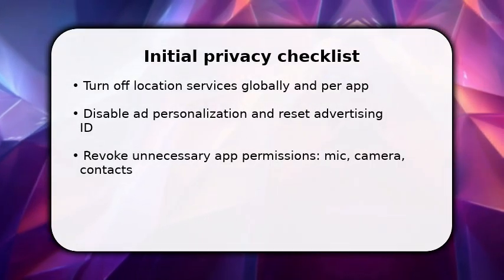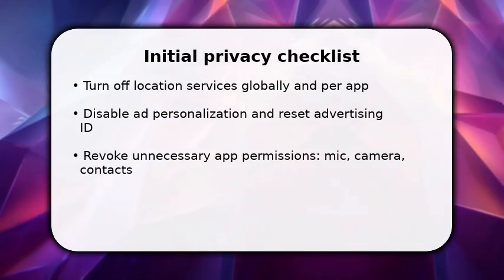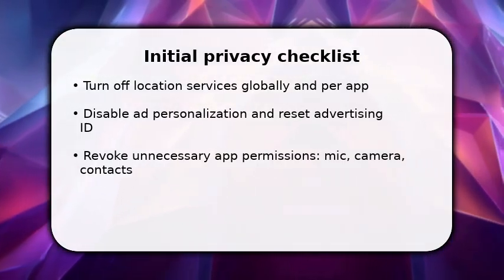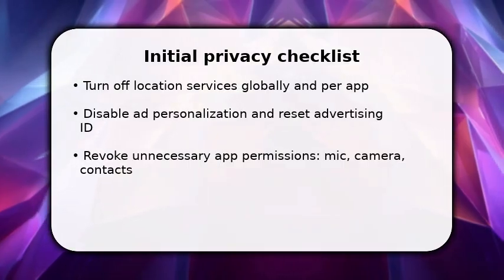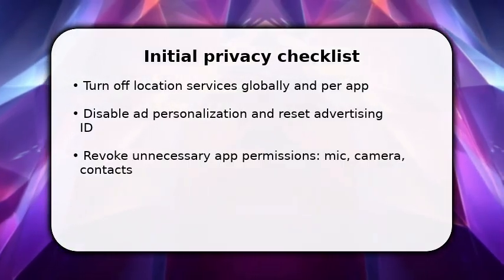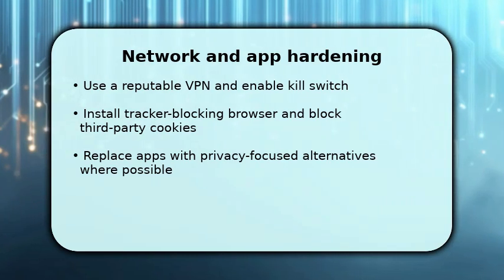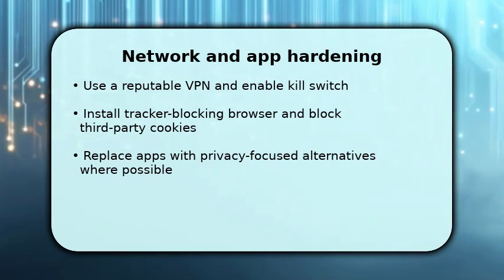Make sure to remove unnecessary accounts and sign out of services you rarely use. These first moves reduce most passive tracking quickly and set you up for deeper protections. Next, harden how your phone connects and what apps can report.